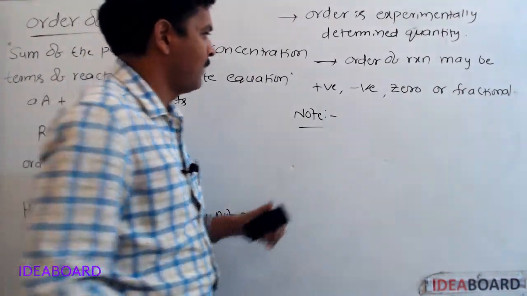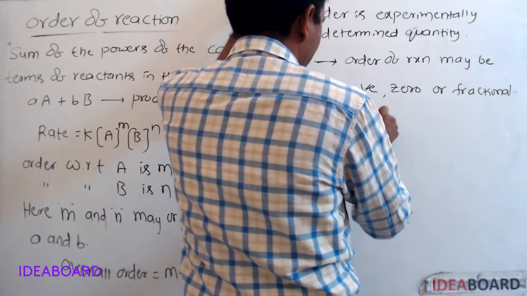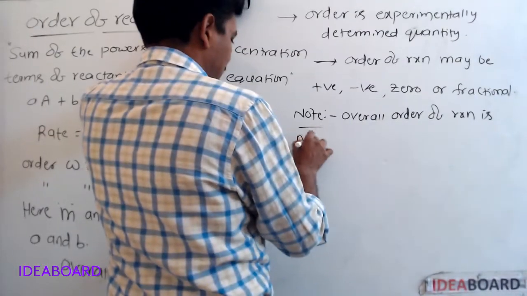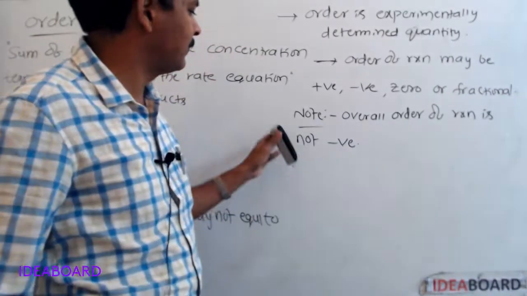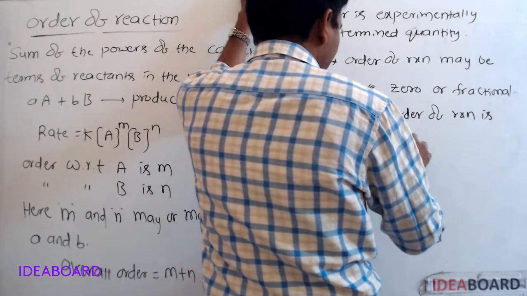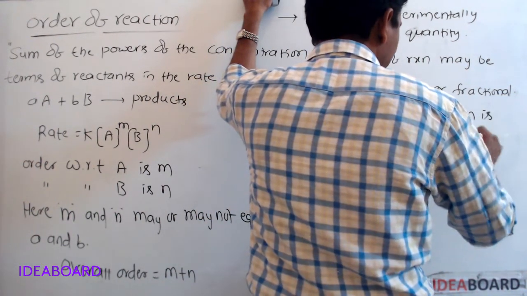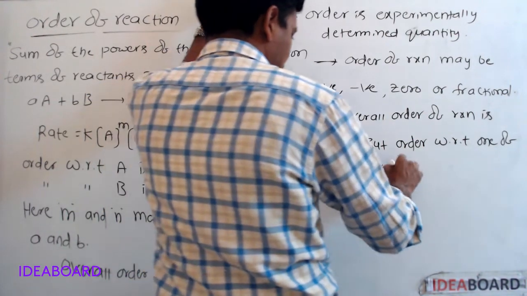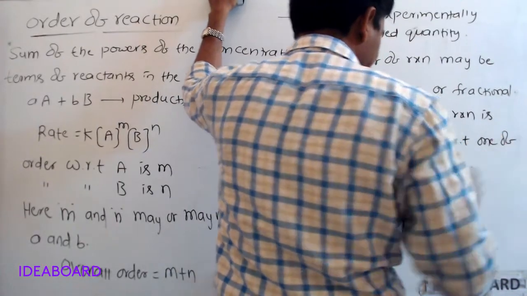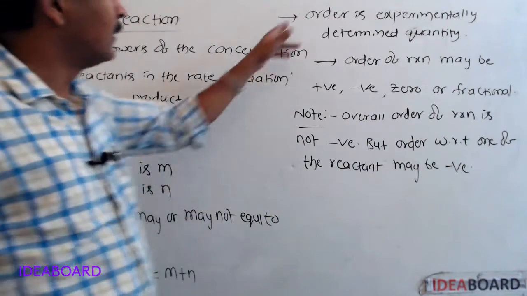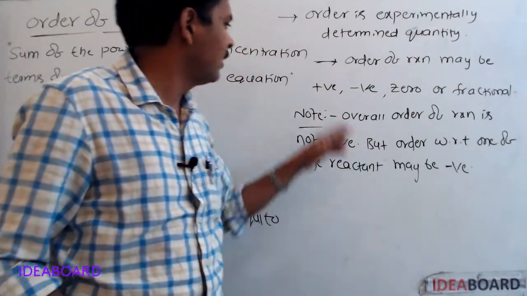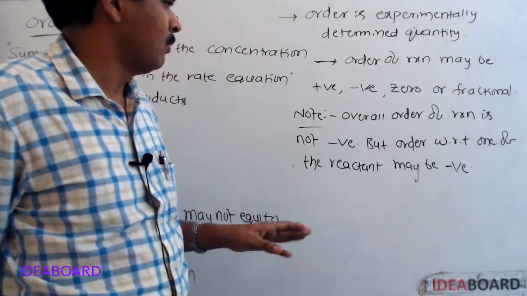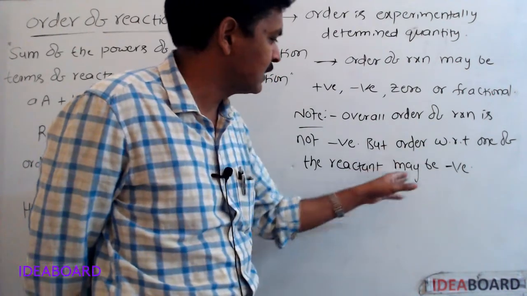Here is one important point. Overall order of reaction is not negative, but order with respect to one of the reactants may be negative.